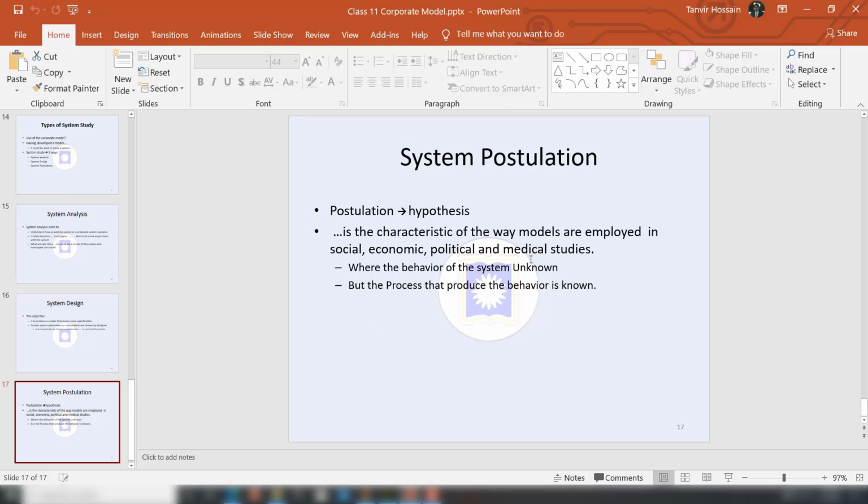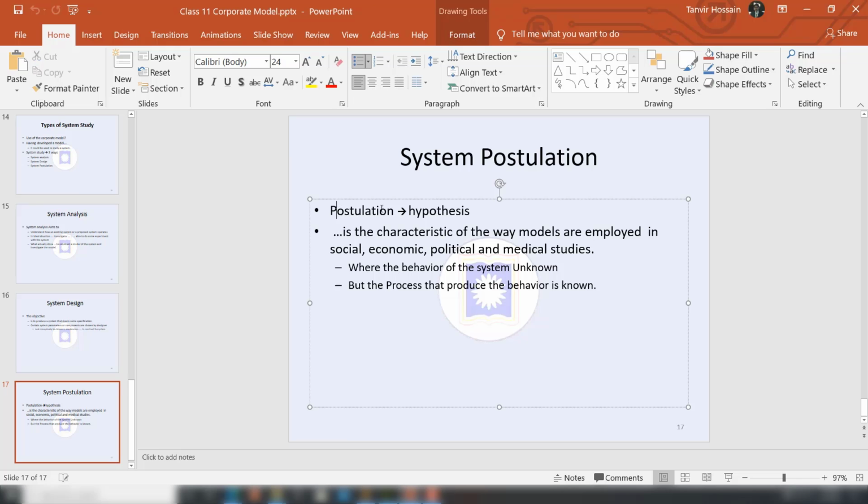And the final one is system postulation. In this way of system study, we postulate or hypothesize or try to think about a totally new solution, and see if we will be able to do some proper work using that concept. It is characteristic of the way models are employed in social, economic, political, and medical studies most of the time, because these kinds of studies are not very clear from the start.